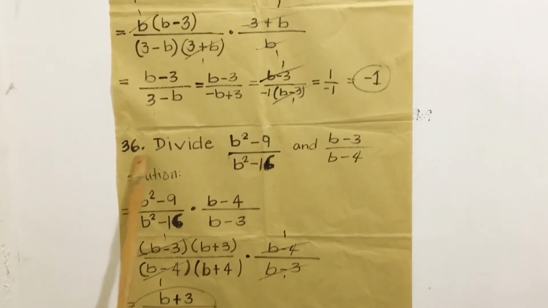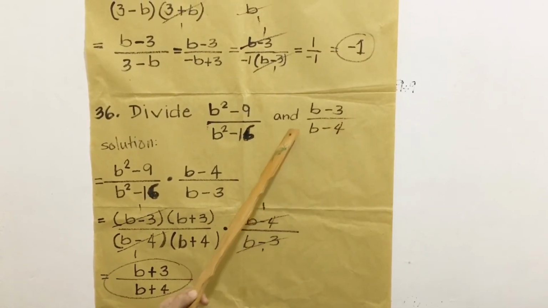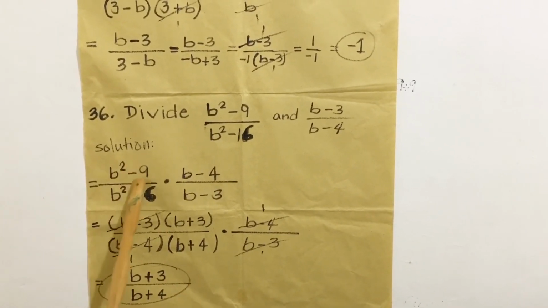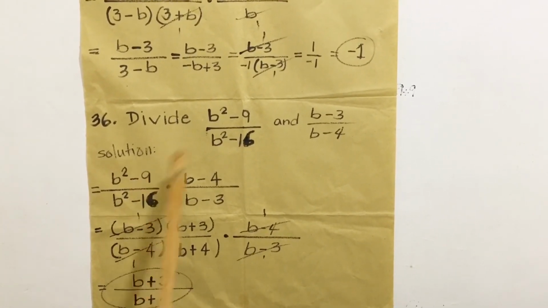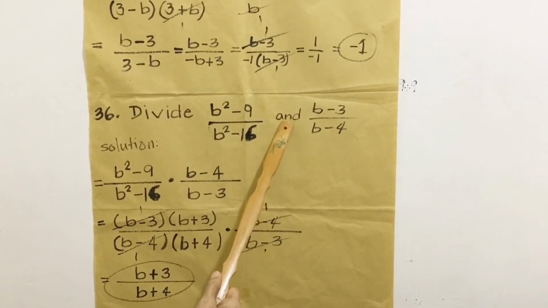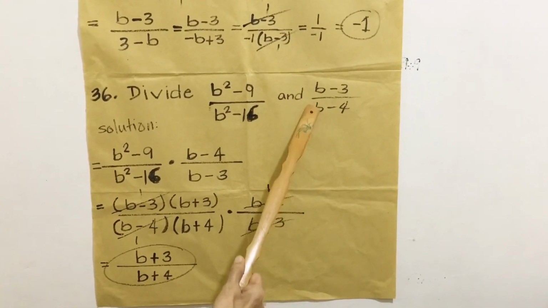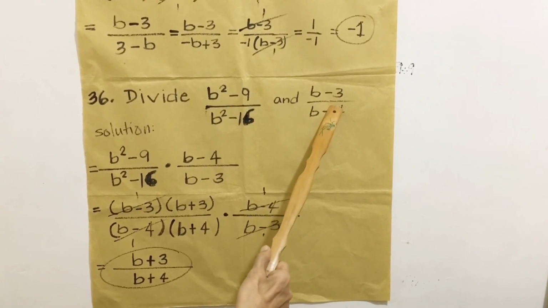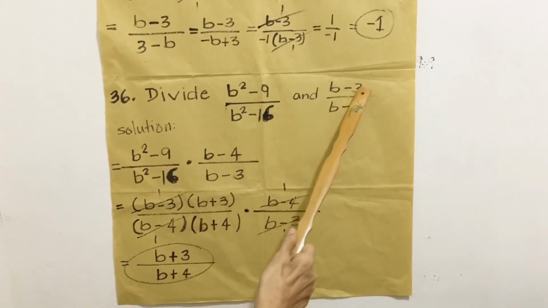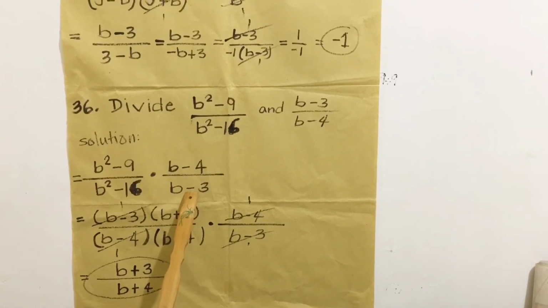Next, number 36. Divide (b squared minus 9) over (b squared minus 16) by (b minus 3) over (b minus 4). Our solution: b squared minus 9 over b squared minus 16, just copy this one, and since it's not multiplication, we're going to divide. Then we're going to use the reciprocal method, so we're going to reverse this rational expression. That's why the denominator becomes the numerator, and the numerator becomes the denominator.